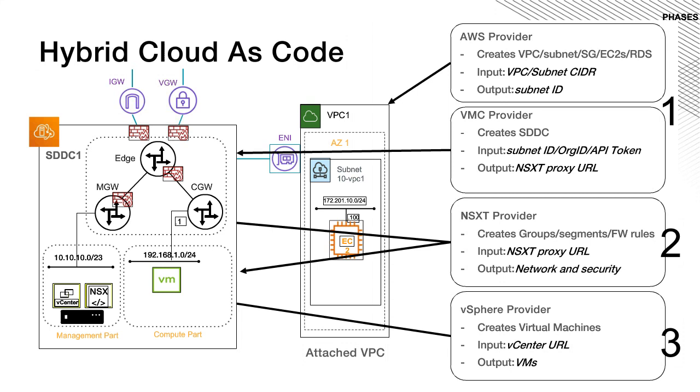Once we've done this, we've got an empty VMware Cloud environment, and we're going to start building network segments for our virtual machine. We're going to start building security rules for our VM. And finally, we're going to use the vSphere provider to actually deploy a virtual machine on top of it. But all of this done through code. There are actually more Terraform providers for VMware, including vRealize Automation, vCloud Director, but we're just going to focus on VMC, NSX-T, and vSphere today. And all of this will be deployed through Terraform Cloud.